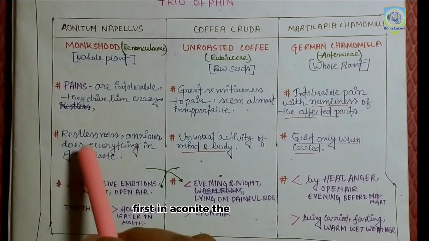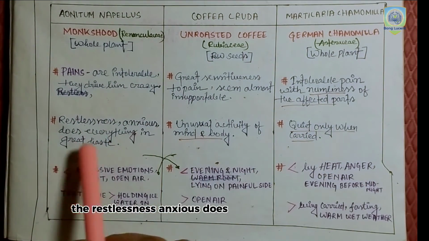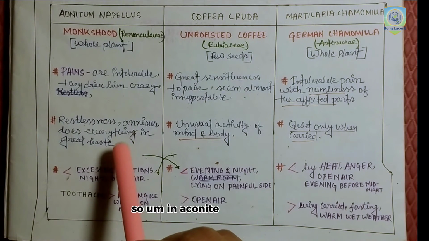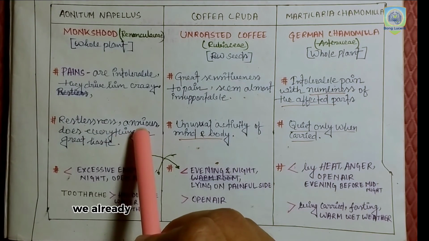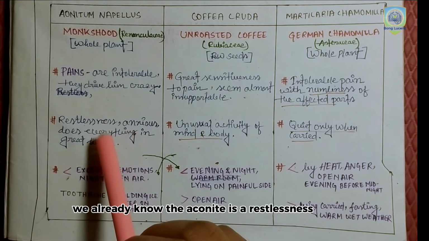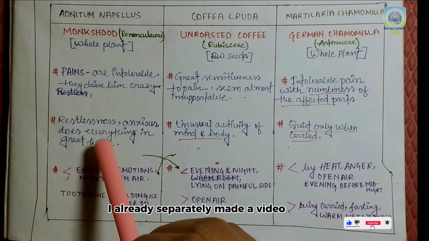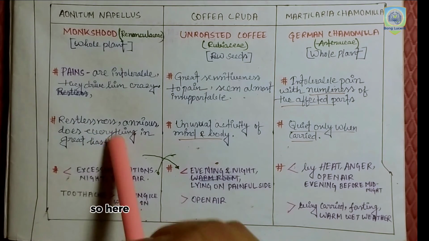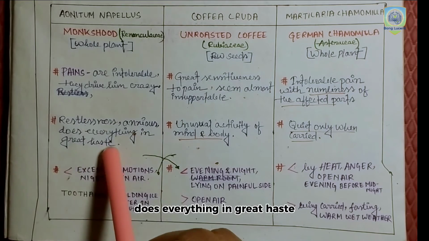First, in Aconite: restlessness, anxious, does everything in great haste. So in Aconite, what happens? The patient is very restless and anxious. We already know Aconite is a restlessness remedy. What is the trio of restlessness? I already made a separate video for the trio of restlessness. They are Aconitum napellus, Arsenicum album, and Rhus tox. So here the patient is very restless, anxious, does everything in great haste.